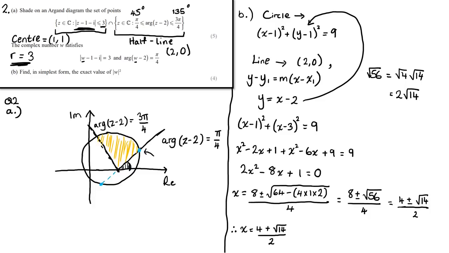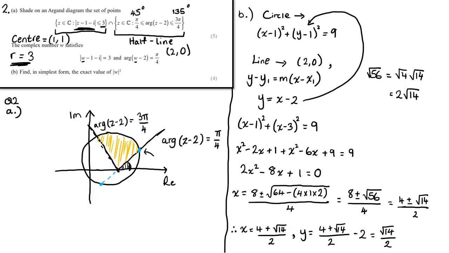We now also need the y solution. Okay, so we need the y solution here. Remember, y is equal to x minus 2. So if this is x, then we just replace x here with 4 plus root 14 all over 2, and then we subtract 2. And here, this is 4 over 2 plus root 14 over 2, and then we minus 2. So 4 over 2 is equal to 2, so they just cancel with this minus 2 here, and I simply get left with root 14 over 2. Okay, so that gives us the y solution.